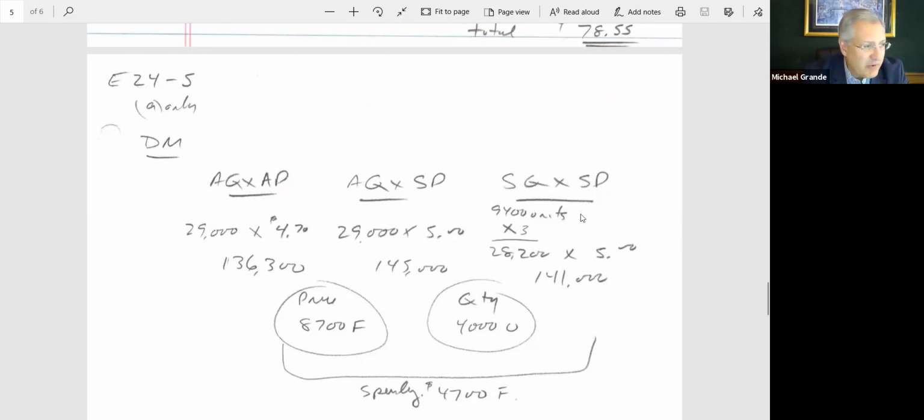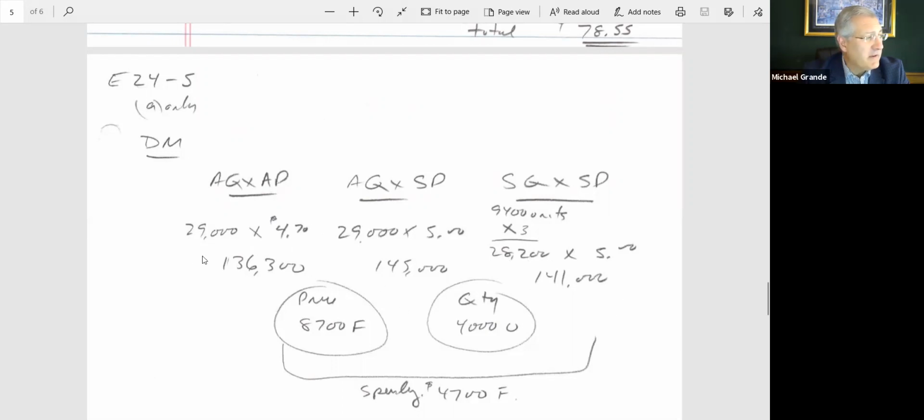The actual output, important number, 9,400 units. It says it takes 3 units per unit. I wish they had used something like 3 pounds, but they used 3 units. That's what the problem says. So they should have used 28,200 units at a standard price of $5. They should have spent $141,000 on materials.